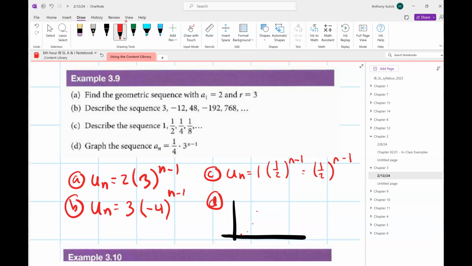Should we ever connect the points for a sequence if we're graphing it? No. Never connect the points, because you can't plug like a half in for n. That's not allowed. You can only plug in positive whole numbers. So when you graph a sequence, it's always just dots, never connected. Everybody's good?